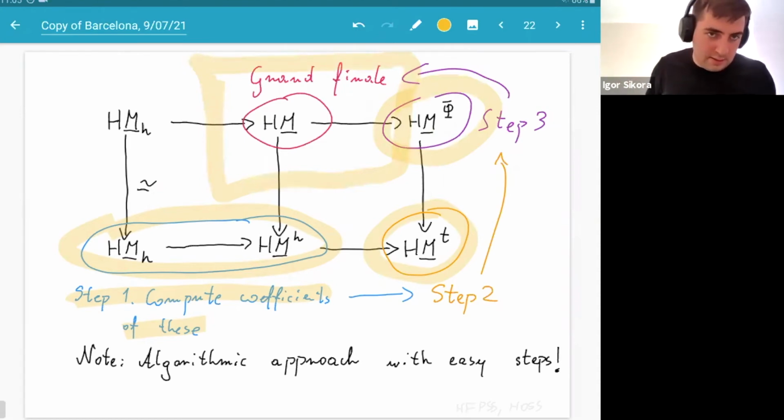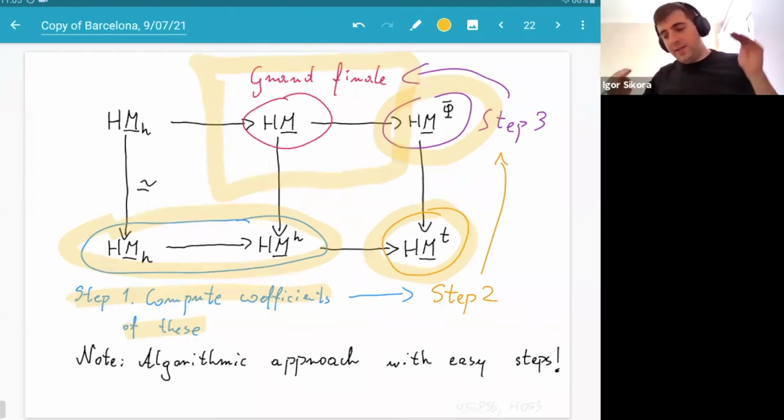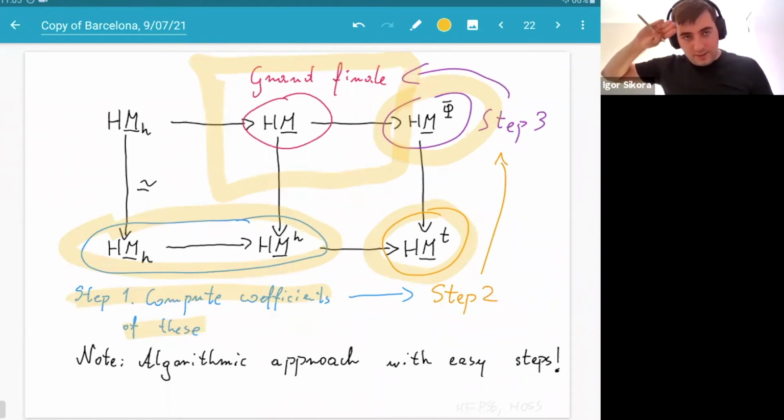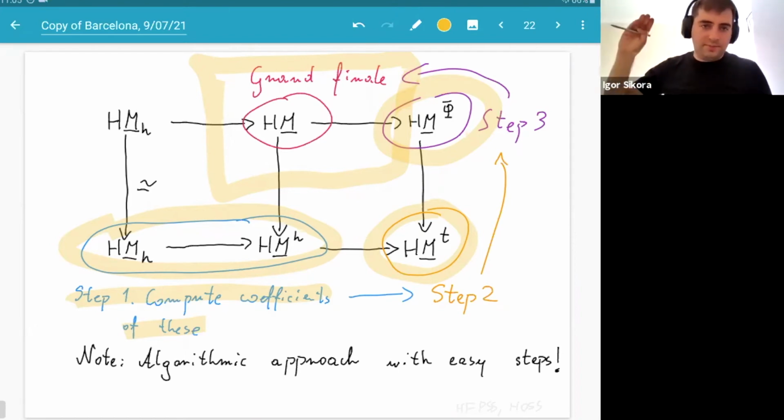And note here that it may seem that there is a lot happening on every step, but every step in this procedure is actually easy, it is manageable. And this approach is kind of algorithmic. It always works for every Eilenberg-MacLane spectrum.